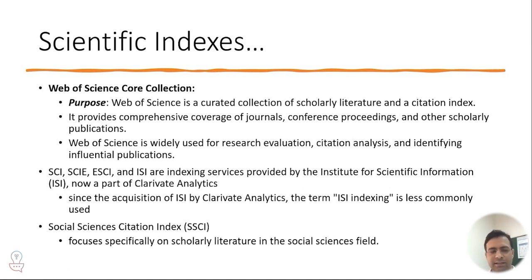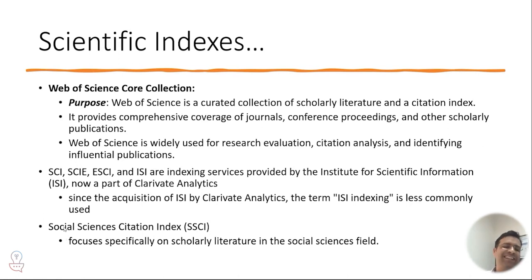Altmetrics mainly measures the social media impact of your research articles. Okay, Web of Science has multiple indexing, for example, SCI, SCIE, ISI. There was a term called ISI indexing. When Clarivate Analytics acquired ISI, or Institute of Scientific Information, this became very less common. Earlier, this was very popular indexing, but nowadays only older people like me use it.